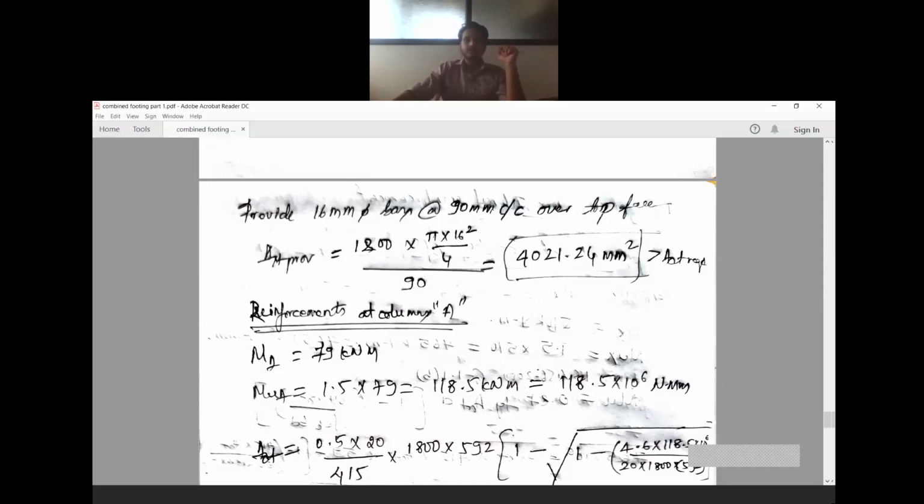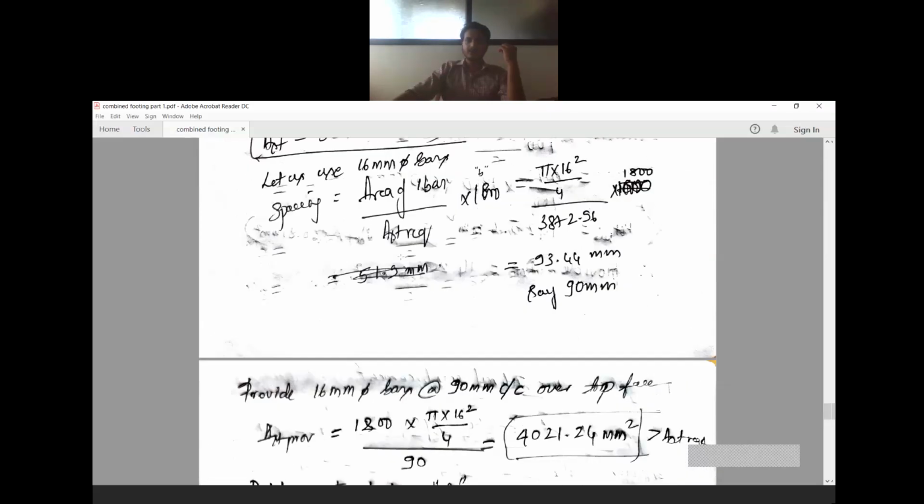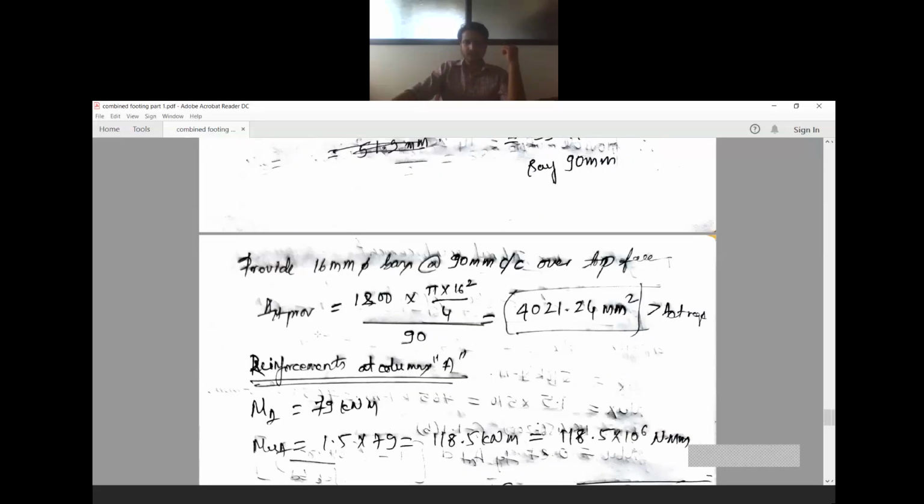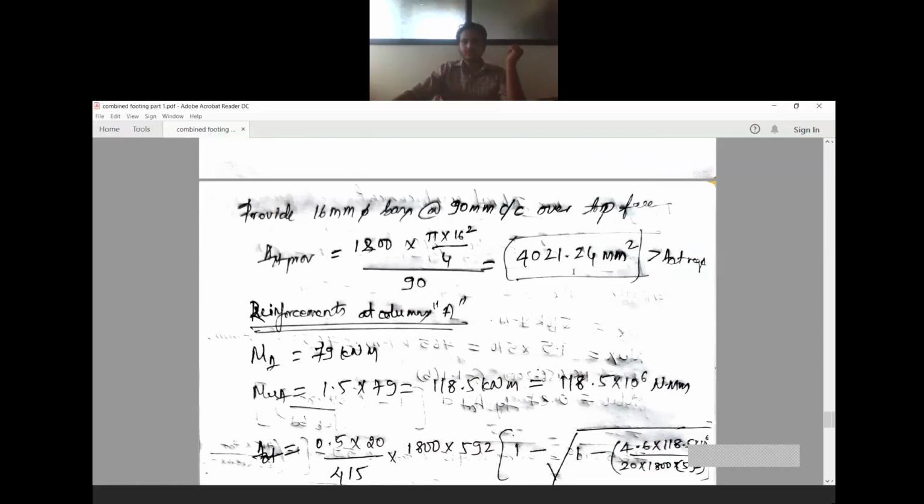So here, after providing 16 mm diameter bars at 90 mm center to center, the actual AST provided is what we have to calculate. Again, the same spacing formula: area of one bar divided by area required into 1800. Instead of area required, you put this 90 mm, that is the spacing. So you will get the area provided, 4021.24 mm square, which is the reinforcement we will be providing for MX.